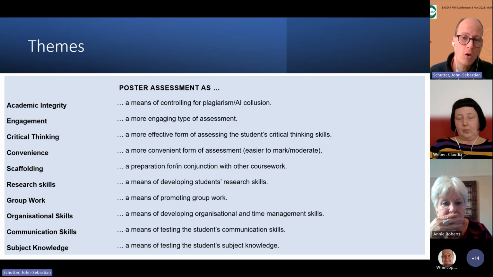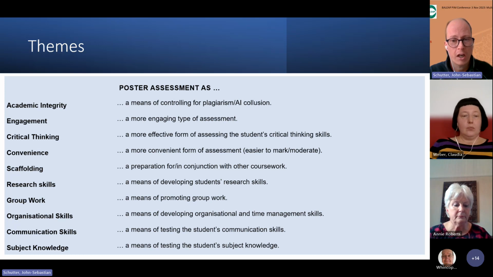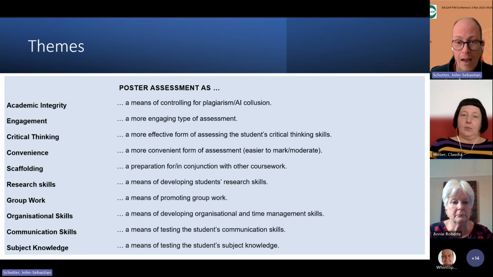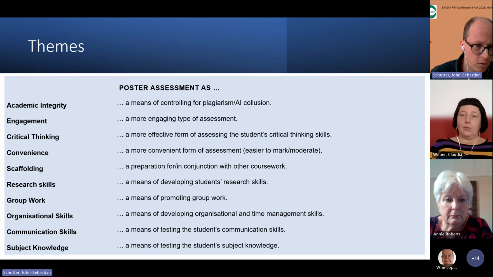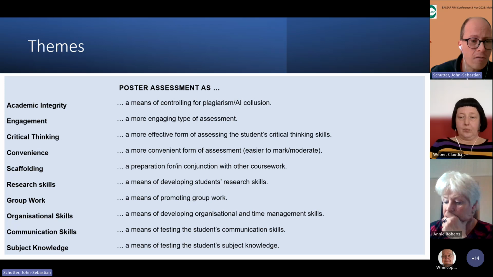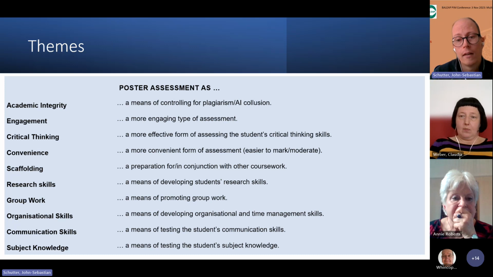These interviews were then auto-transcribed using transcription software, but were manually checked by us for accuracy afterwards, where we matched up the transcription with the audio. Upon analyzing the discourse, the following 10 themes were identified: academic integrity, engagement, critical thinking, convenience, scaffolding, research skills, group work, organizational skills, communication skills, and subject knowledge. These are the ones labeled here on the left-hand side of this slide.